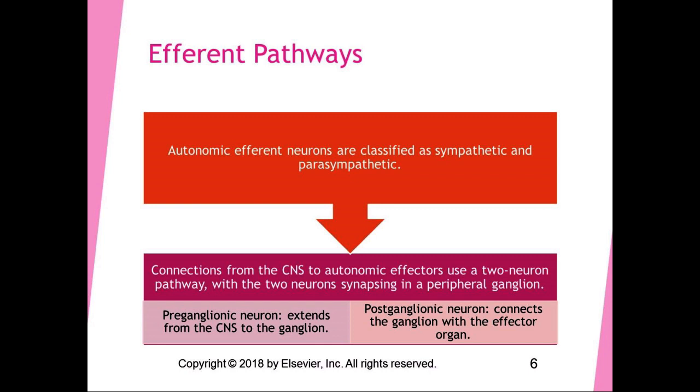So the preganglionic neuron extends from the central nervous system to the ganglion. The postganglionic neuron connects the ganglion with the effector organ. So when we talk specifically about sympathetic and parasympathetic, we'll talk about in general what the effector organs might be. So it might be your sweat glands that cause you to sweat, or your pupillary reflexes that cause your pupils to dilate, or your adrenal medulla that releases norepinephrine to get you ready for fight or flight. So that's our effector organ.